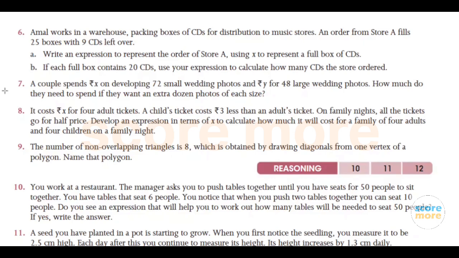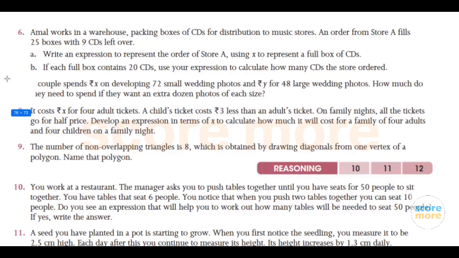Now moving on to question number 6. Question number 6 is, Amal works in a warehouse packing boxes of CDs for distribution to music stores. An order from store A fills 25 boxes with 9 CDs left over. That means when he placed the order of CDs, with those CDs he filled 25 boxes completely. Along with that, 9 extra CDs were left. You have to write an expression to represent the order of store A using X to represent a full box of CDs.